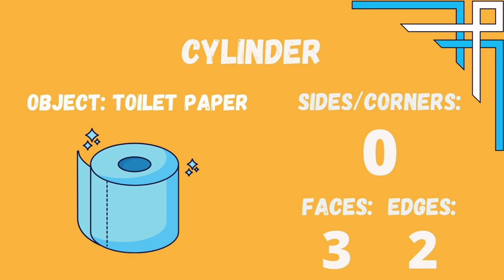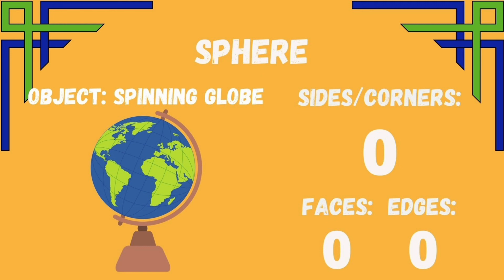Lastly, we have the sphere shape. As we can see, a spinning globe has no sides or corners, doesn't have faces, and doesn't even have edges, and it only means that the sphere shape is round, like the spinning globe.